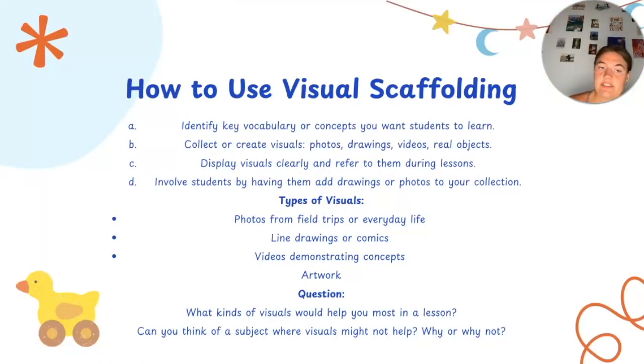Now let's look at how teachers actually bring this strategy to the classroom. There are 4 main steps. First, they pick the most important words or concepts for the lesson. These are the words students really need to understand. Next, they find or create visuals. This can be photos, simple drawings, videos, or even real objects called realia.